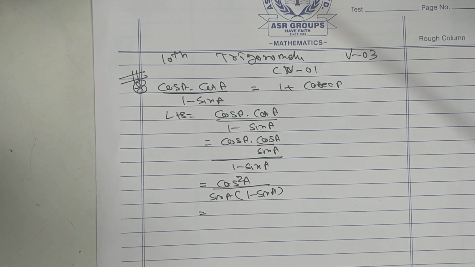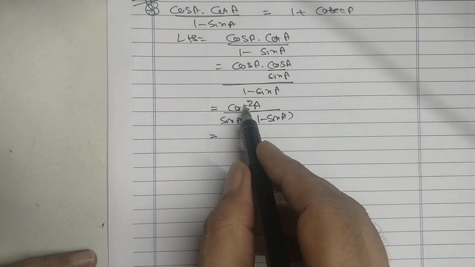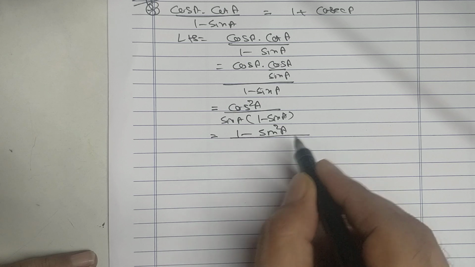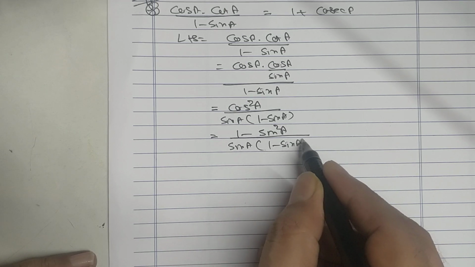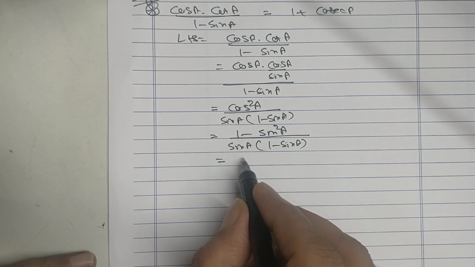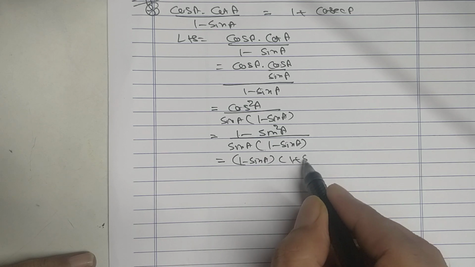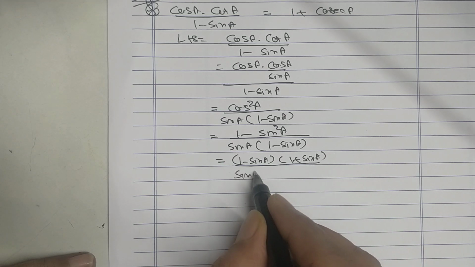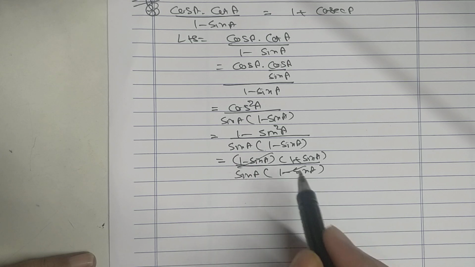If cos square, I will convert into 1 minus sin square A, some cancellation I can do. So cos square A I can write as 1 minus sin square A, sin A, 1 minus sin A. I will apply the a square minus b square formula: 1 minus sin A, 1 plus sin A, upon sin A, 1 minus sin A. Cancel.